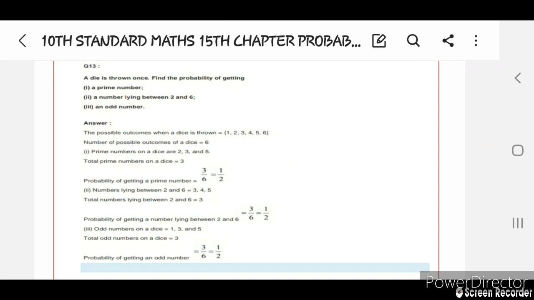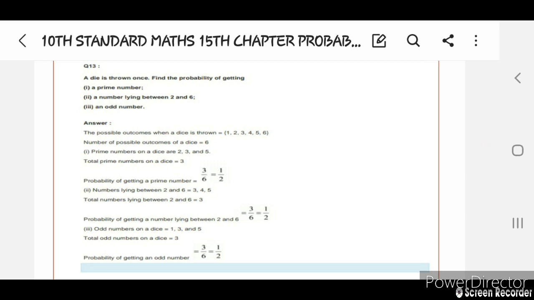Next, a number lying between 2 and 6. The numbers lying between 2 and 6 are 3, 4, 5. 3 numbers, 3 by 6. Again 1 by 2. Next, an odd number. You will get 3 odd numbers in that. So therefore 3 by 6, that is 1 by 2. Same, all are same. Think correctly.